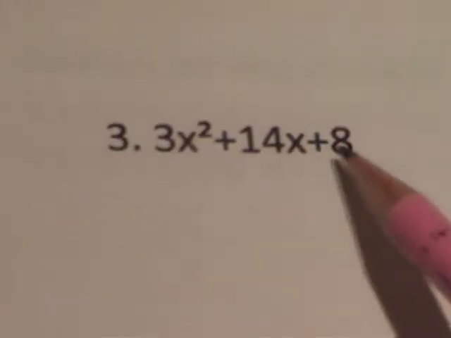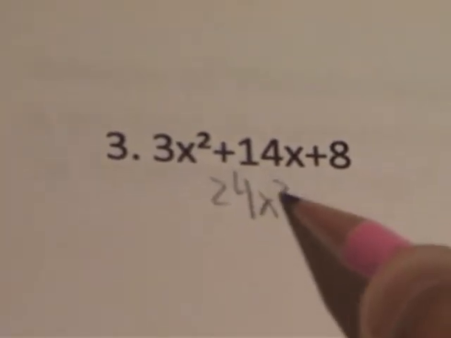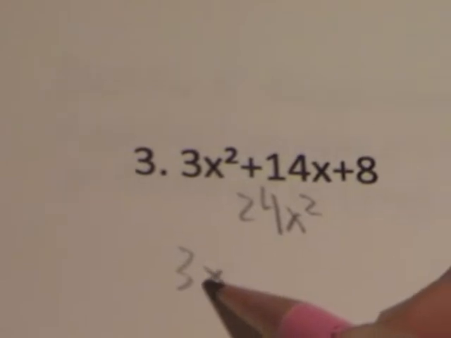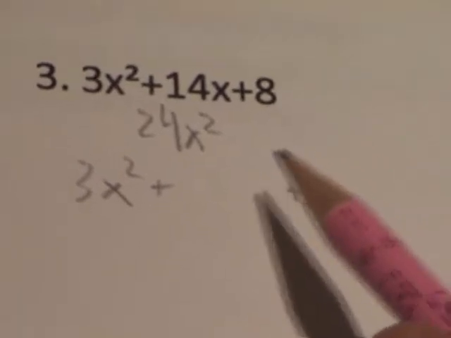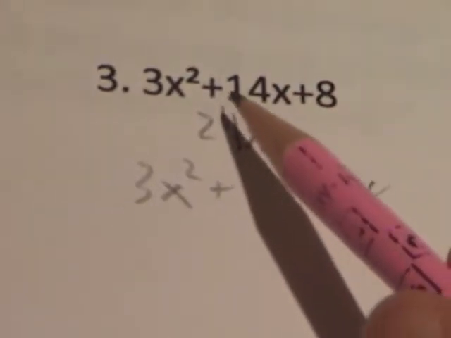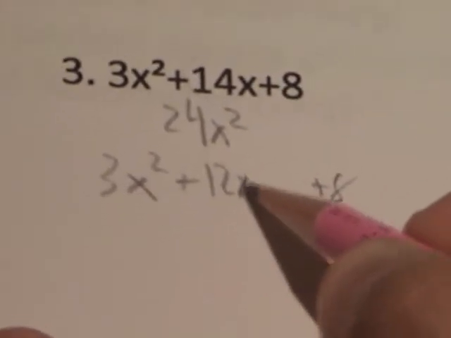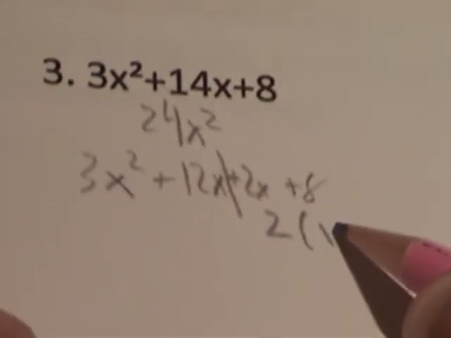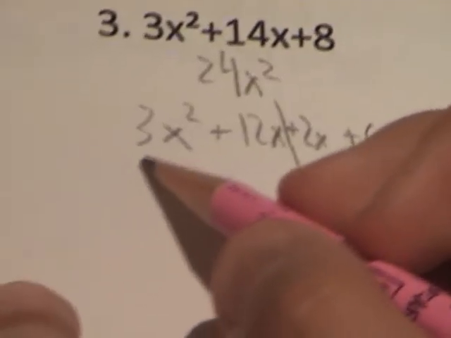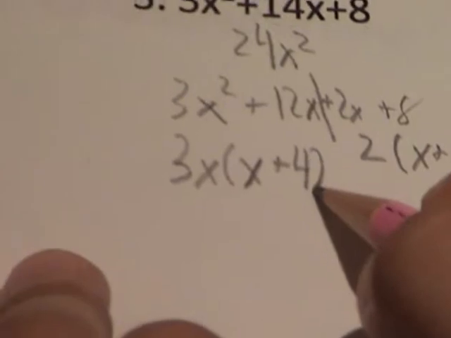So we want to multiply the two n terms together. You get 24x squared. So carry down 3x squared and the 8. You leave an extra wide gap because you're going to have two new terms. The factors of 24x squared that add up to 14 are 12x and 2x. Separating it down the middle, you have on this side common factor of 2 and then x plus 4. This side your common factor is 3x. That goes x plus 4.